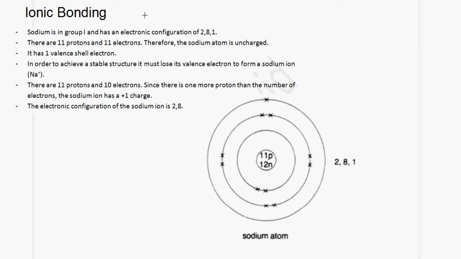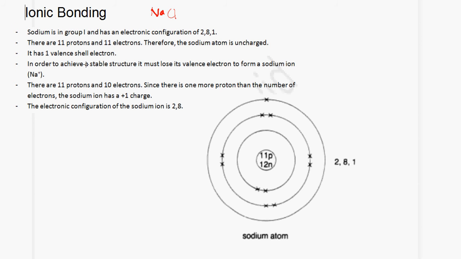So the example we're going to use is sodium chloride, which is NaCl. Sodium is in group 1 and it has an electronic configuration of 2,8,1. There are 11 protons and 11 electrons. Therefore, the sodium atom is uncharged because we have an equal amount of positive and negative charge. Remember that protons are positively charged and electrons are negatively charged. So if they are equal, it means that the sodium atom is uncharged or neutral.